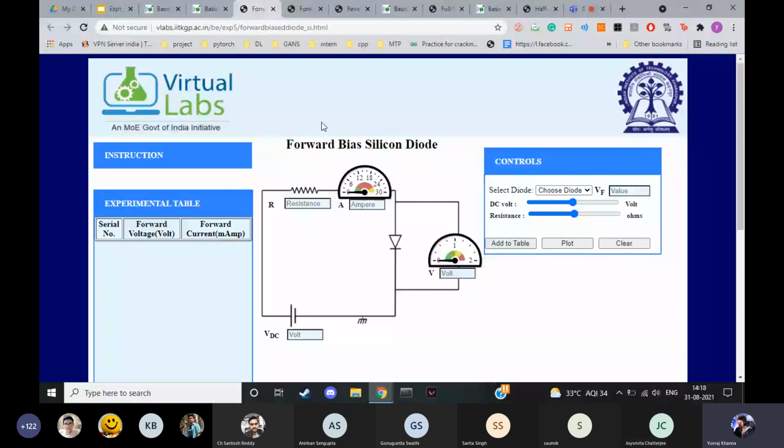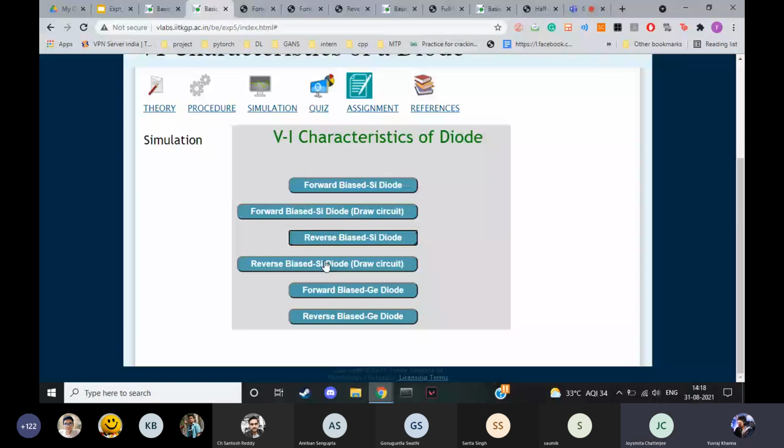First we'll see the forward bias Si diode. Here we have to first select the diode. I'll select this one. Here you can see the cut-in voltage is already mentioned. It is 0.6 volts for this diode.